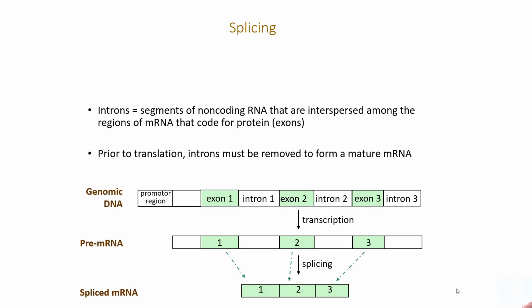If we talk about splicing, introns are segments of non-coding RNA that are interspersed among the regions of mRNA that code for protein, like exons. Prior to translation, introns must be removed to form a mature mRNA. If you see, we have the genomic DNA, then the pre-mRNA, and then the spliced mRNA.